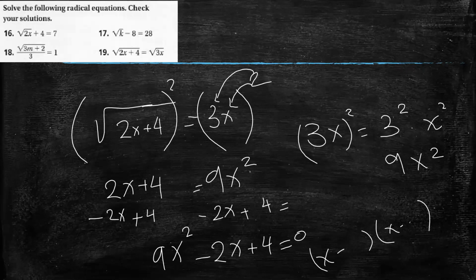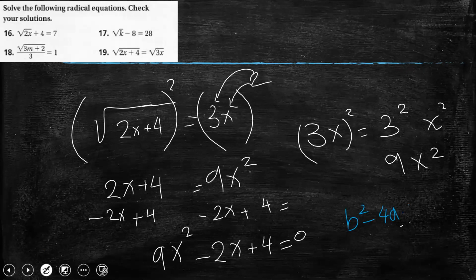How do I know that there's no solution? Use b squared minus 4ac. Let's check. Is it 0, less than 0, or greater than 0? b squared is negative 2 squared, minus 4 times 9 times 4. So 2 squared is 4, minus 36 times 4.